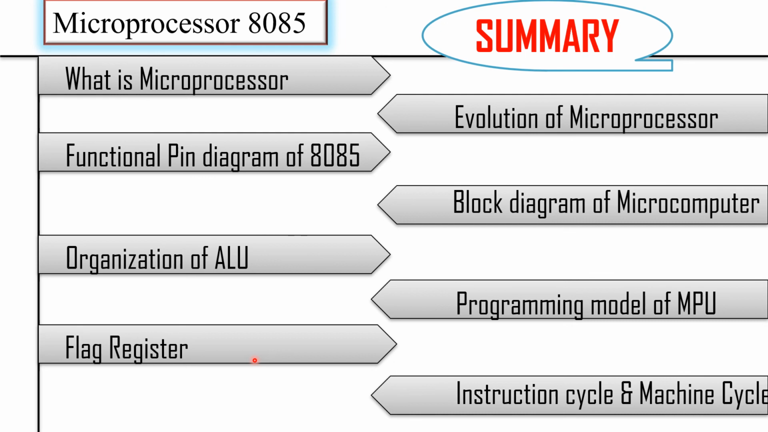Lastly, we have seen the instruction cycle, machine cycle, and T-state, right? The program is broken down into instruction cycles, machine cycles, and T-states. So students, here we came to the end of chapter number 1, microprocessor 8085.